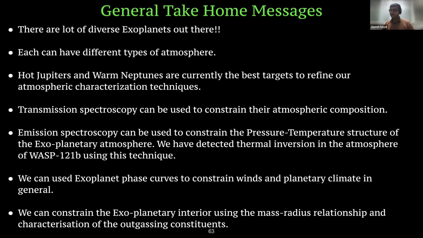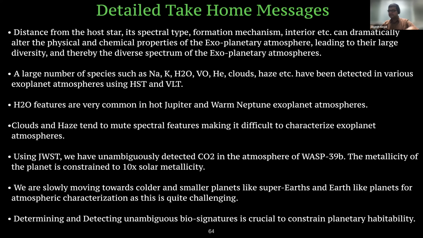We can use exoplanet phase curves. I did not talk about this because of the lack of time, but we can ask later if you have more time, to constrain winds and planetary climate. We can constrain the exoplanet interior using the mass-radius relationship and characterization of outgassing constituents. And these are the details, which I don't think is necessary now. If anyone has any questions on any detailed conclusions, I can go into that later.